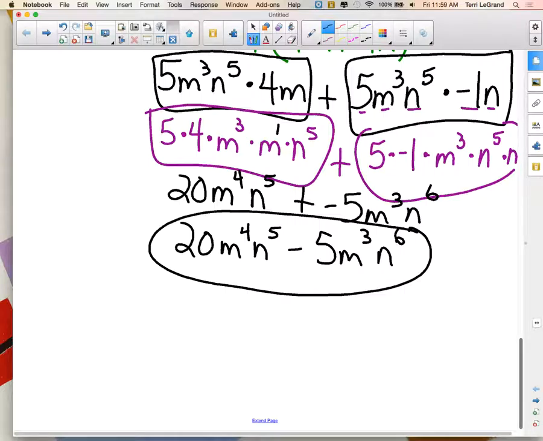Monomials times monomials might have been just a little bit easier, right? But we're still in the end really multiplying monomials times monomials when we're doing our distributive property. Okay, anybody have any questions, any part that you need to clarify? Okay, let's get busy on homework then.